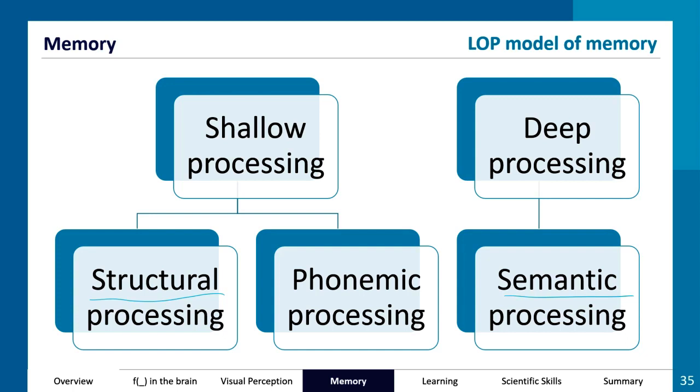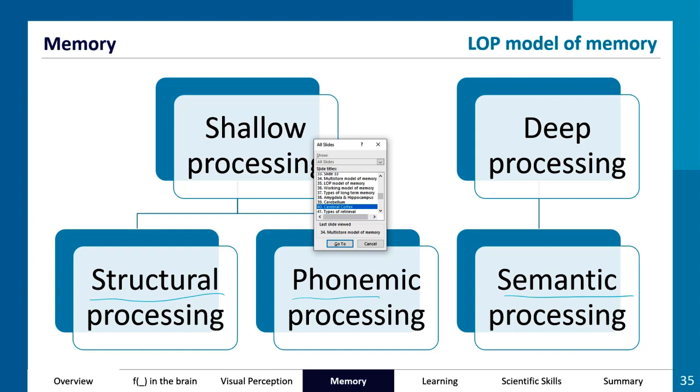And just, I'm going to go back. You may remember from the phonological loop that phone is related to sound. That is the case in this model as well. When we talk about phonemic processing, that's auditory aspects. So both structural and phonemic involve maintenance rehearsal rather than elaborative rehearsal. In maintenance rehearsal, you're just repeating the same thing over and over, and it's not considered to be particularly effective if you want to remember something long term.